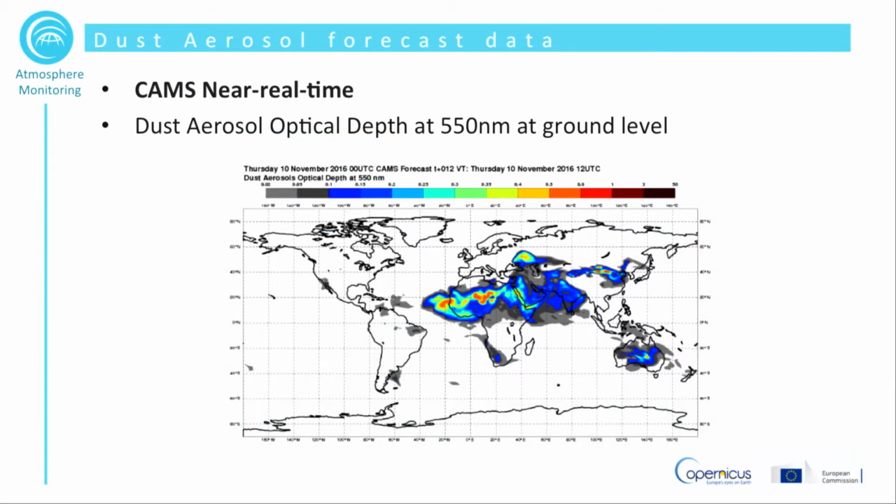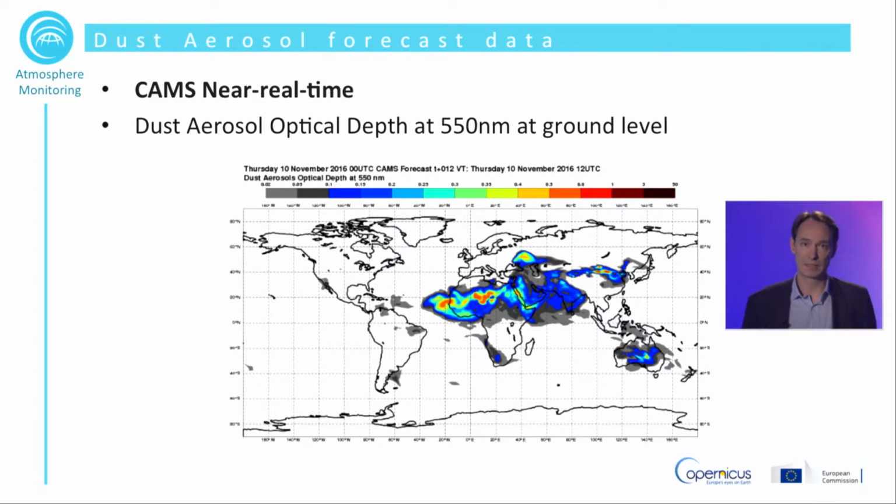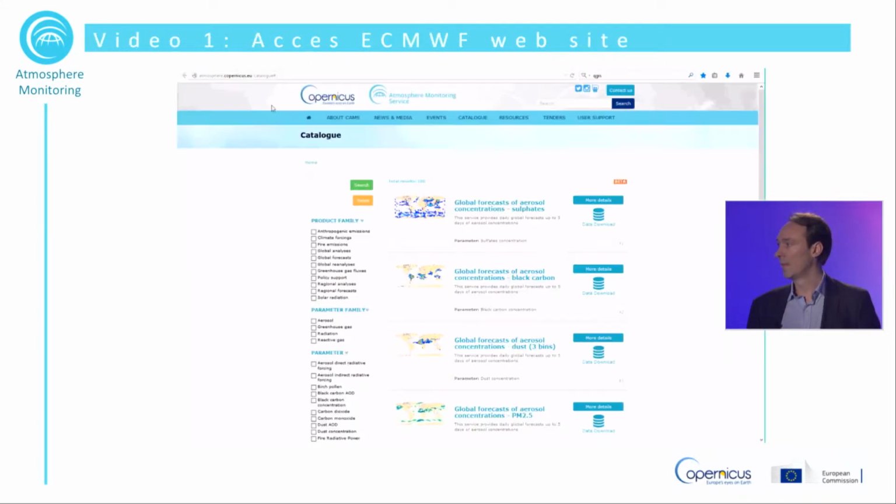Here, just an example of how dust aerosol optical depth at 550 nanometer products look like. We clearly see on this map that the highest concentrations of dust aerosol over the largest desert areas are in Africa, Asia and Australia. This map of dust aerosol optical depth forecast was delivered in near real time, meaning that this product was available almost instantaneously after the run. Now let's jump to the video.